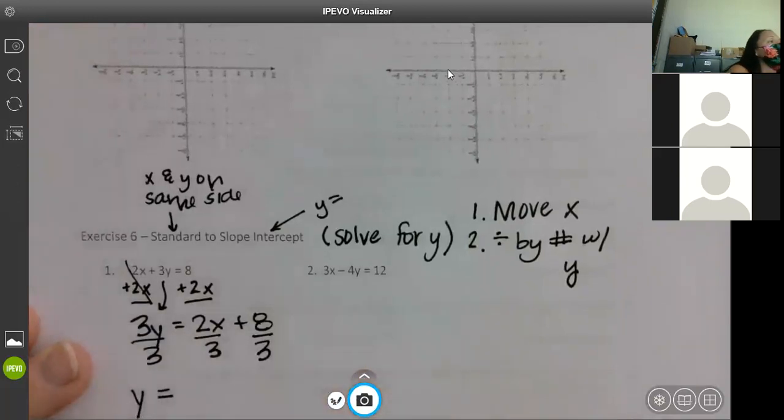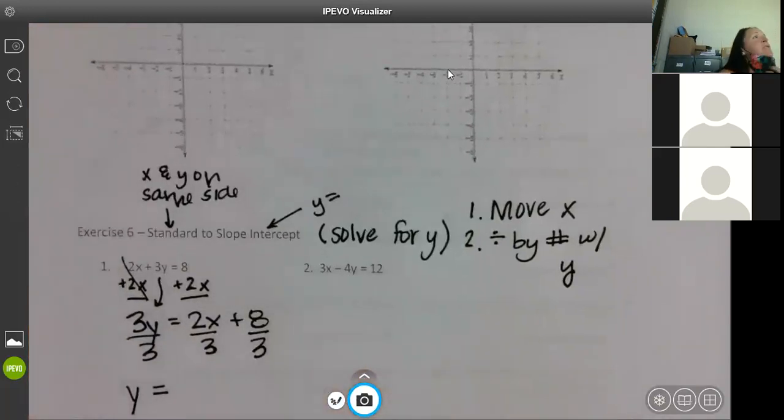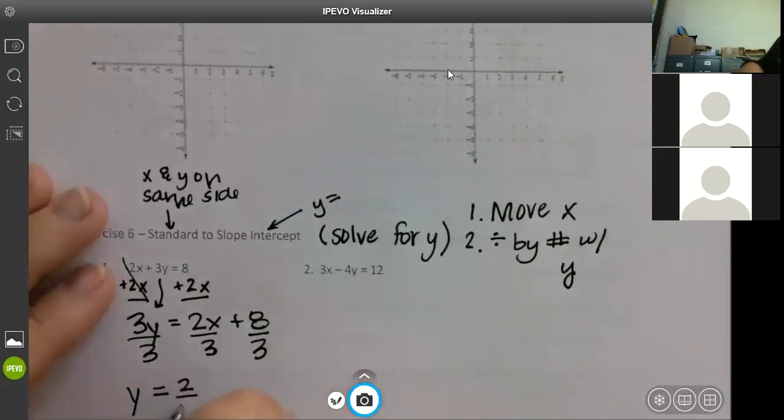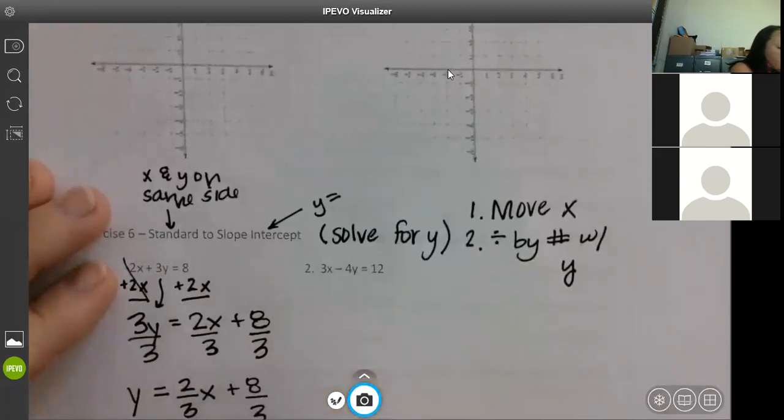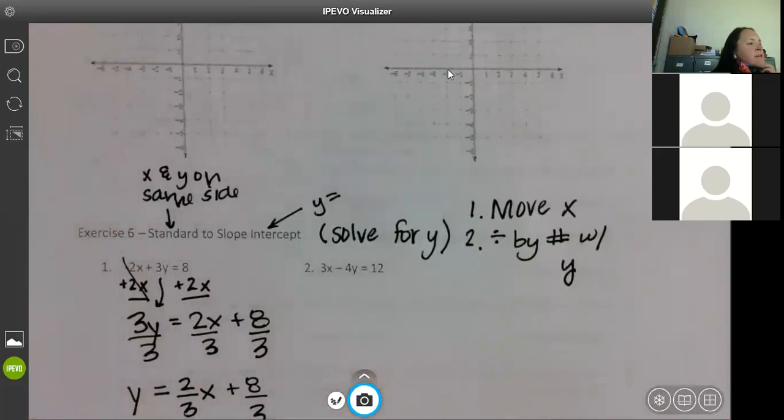Now this one, again, is going to leave you with fractions. If you can reduce your fractions, please reduce them. If you cannot, then don't. So 2/3 will not reduce. We're going to leave it alone. And 8/3 will not reduce. And it is perfect to leave it just like this.